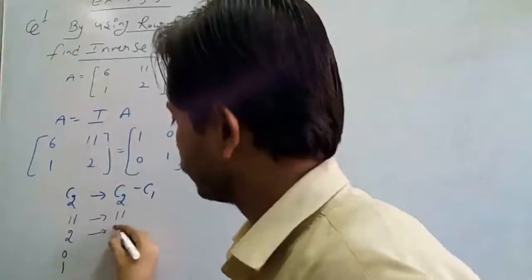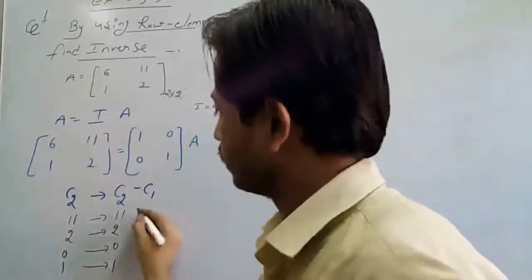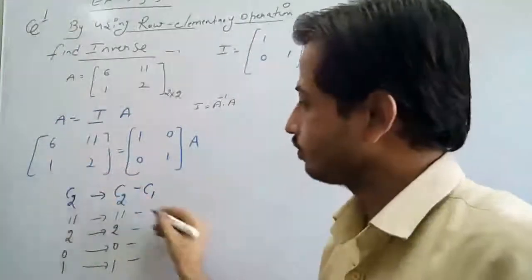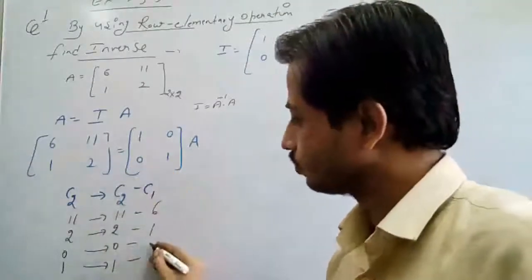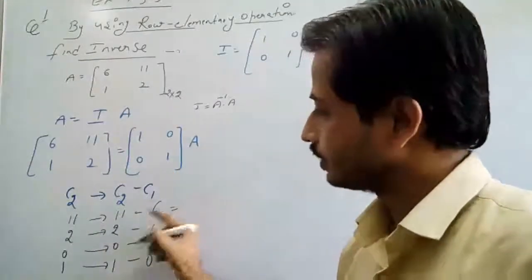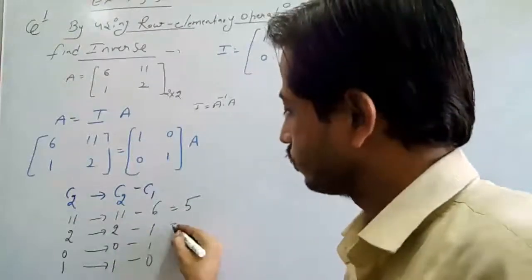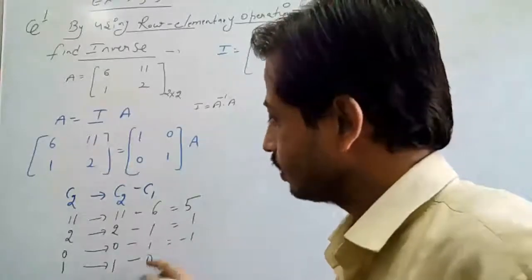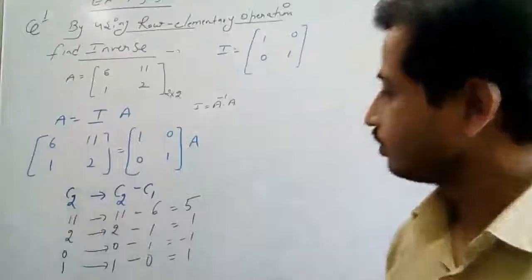11, 2, 0, 1 minus C1 is what? 6, 1, and here C1 is 1, 0. Now solve this. 11 minus 6, 5; 2 minus 1, 1; 0 minus 1, minus 1; 1 minus 0, 1. So what do we get?